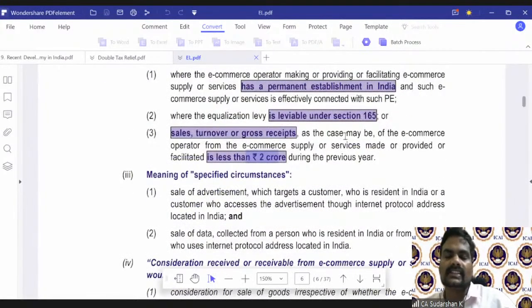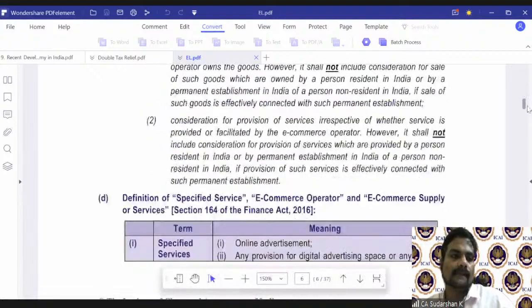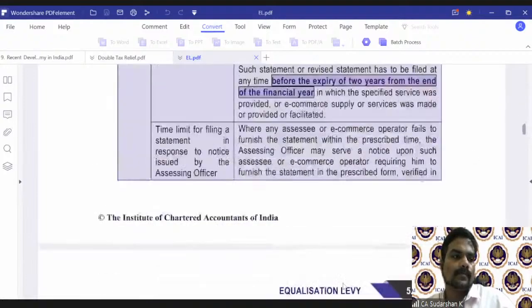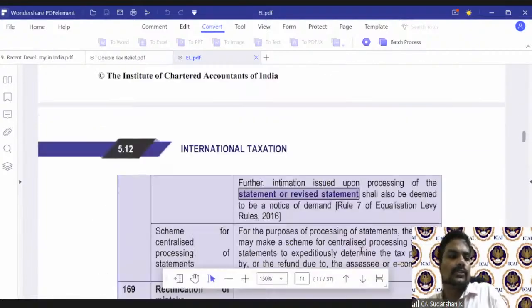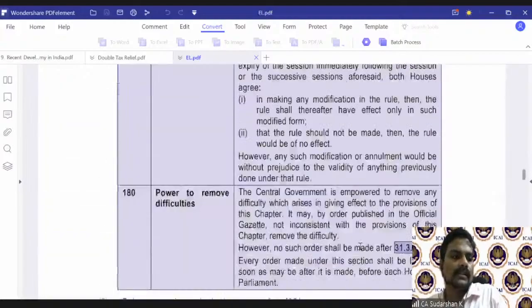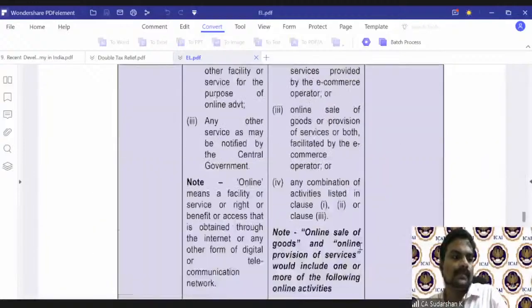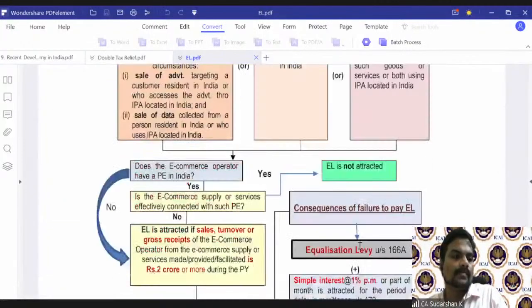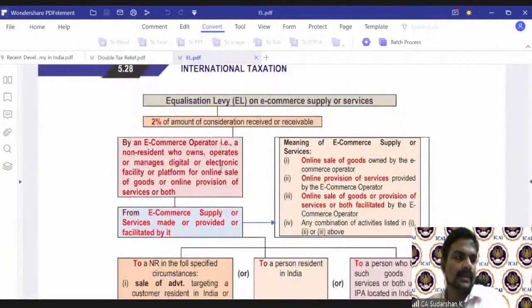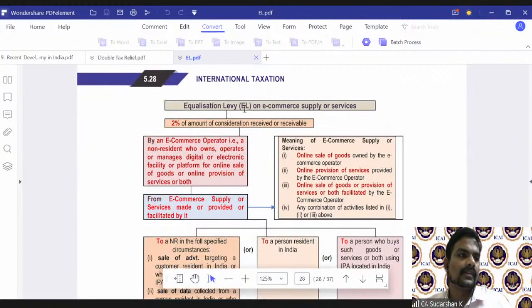So if these conditions are satisfied, equalization levy will be attracted at 2% on the consideration. You can probably look at some examples similar to what we did given in the material. Maybe we'll quickly run through this flowchart as a quick recap.